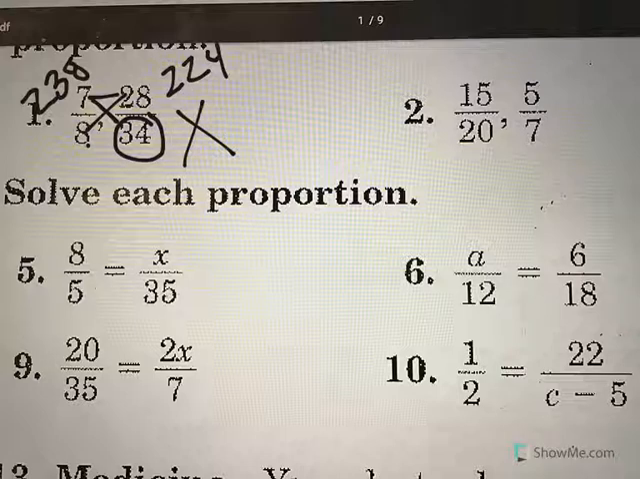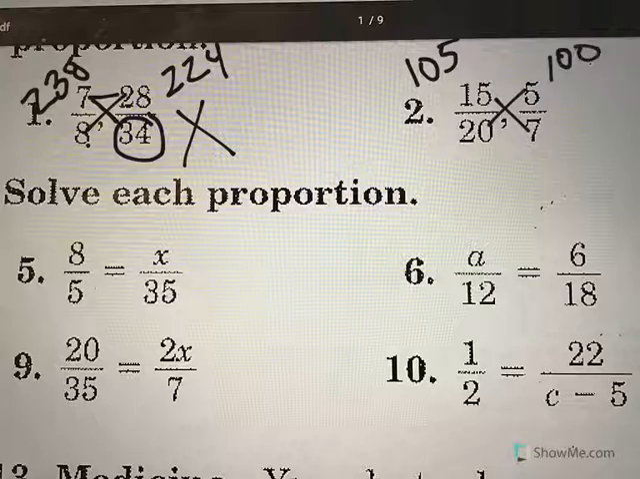Let's do number 2. First, let's cross multiply. 7 times 15 is 105, and 20 times 5 is 100. So they are not equivalent. These are not equivalent ratios. Another way to check this: how do I go from 5 to 15? Times 3. 3 times 7 is 21, not 20. So again, these are not equivalent.